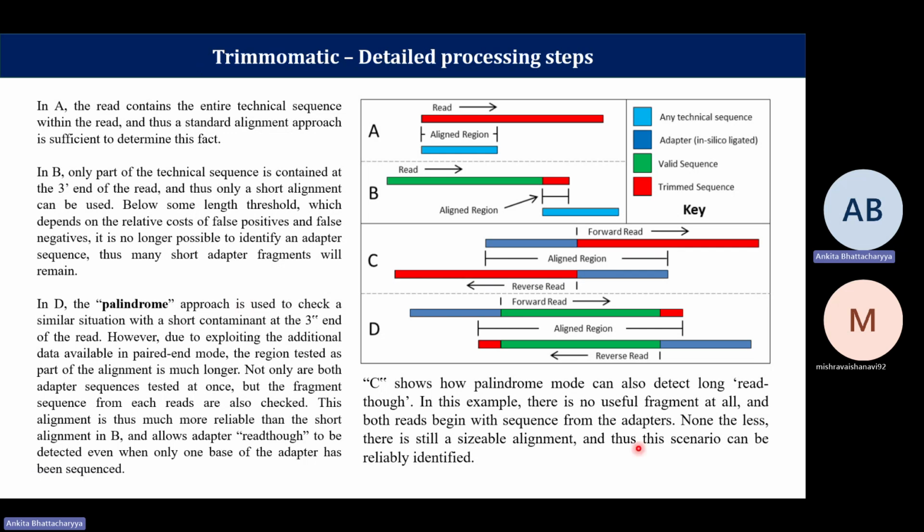Then C shows how palindrome mode can also detect long read through. In C, you can see that beyond the sequence, large portions of the adapter have also been retained, and this is not useful at all. If you align both of the paired end reads, you would find the region which is not part of the actual sequence, and then that can be gotten rid of. Indeed, the palindrome approach is used to detect some sort of short contaminant. The idea is that you want to align paired end reads, identify the adapter sequence, and chop it off.